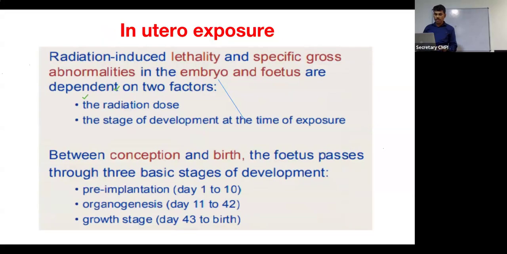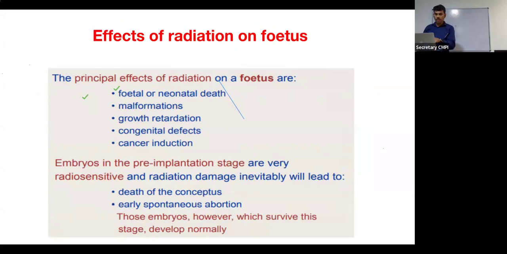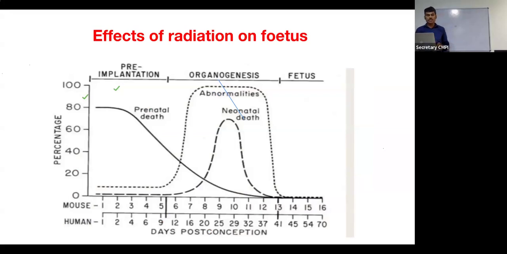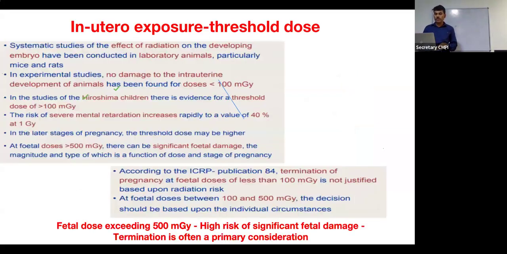If you see the radiation risk of these three stages, this is the effect of radiation on the fetus. In the first period, the pre-implantation period, prenatal death is the most common complication. In organogenesis, abnormalities and neonatal death can both happen. The fetus period is less radiosensitive compared to the other two periods. The fetus is safer in the third period. The other two periods are highly sensitive.